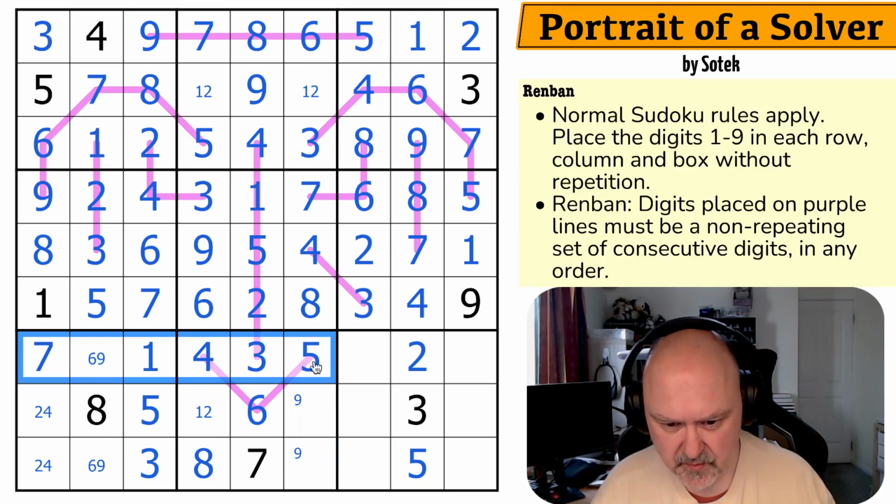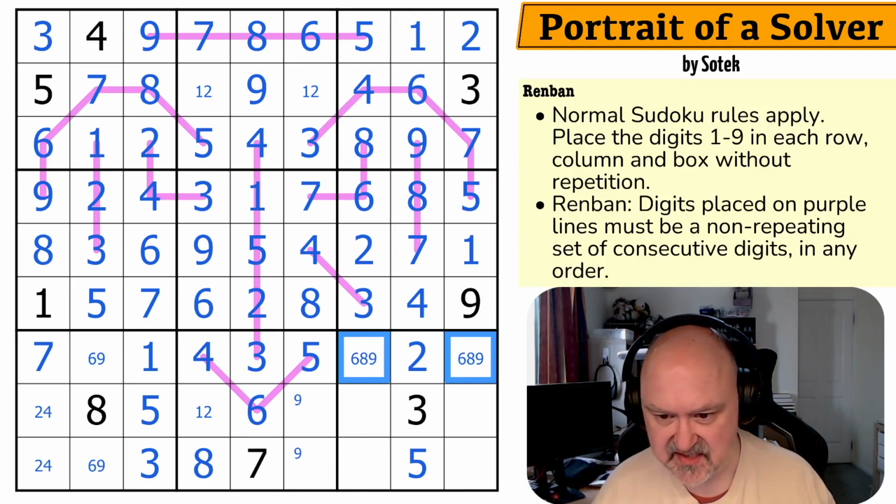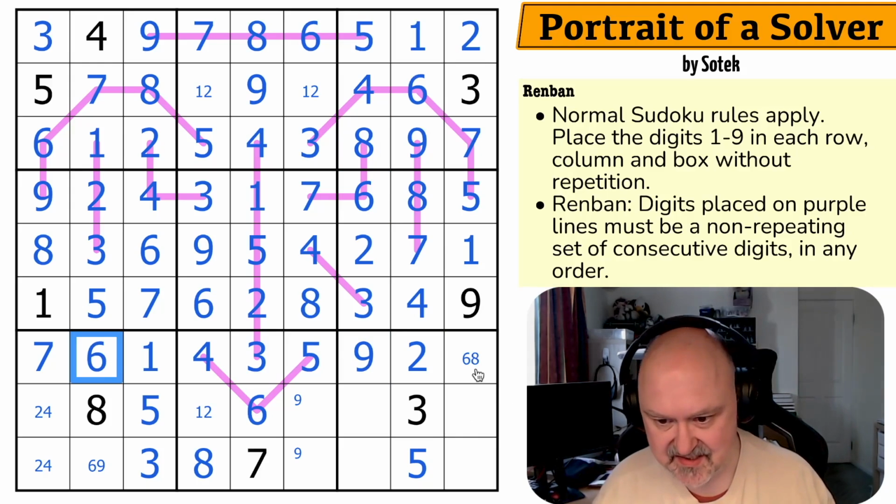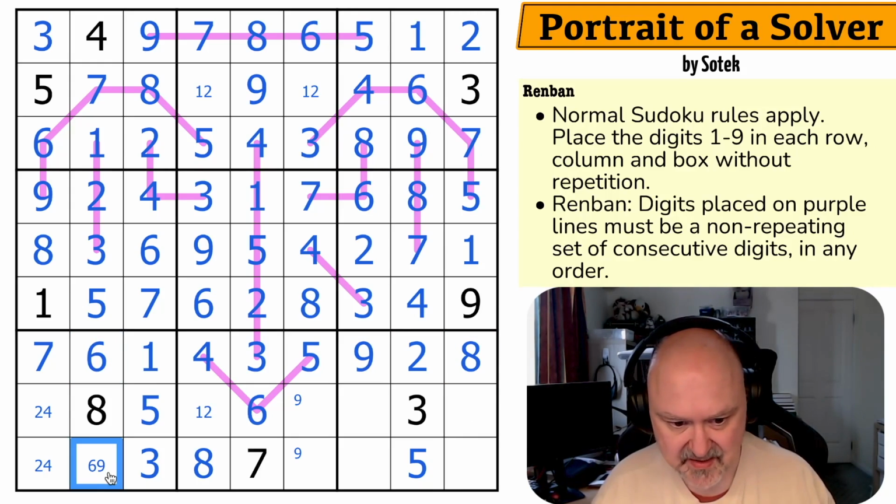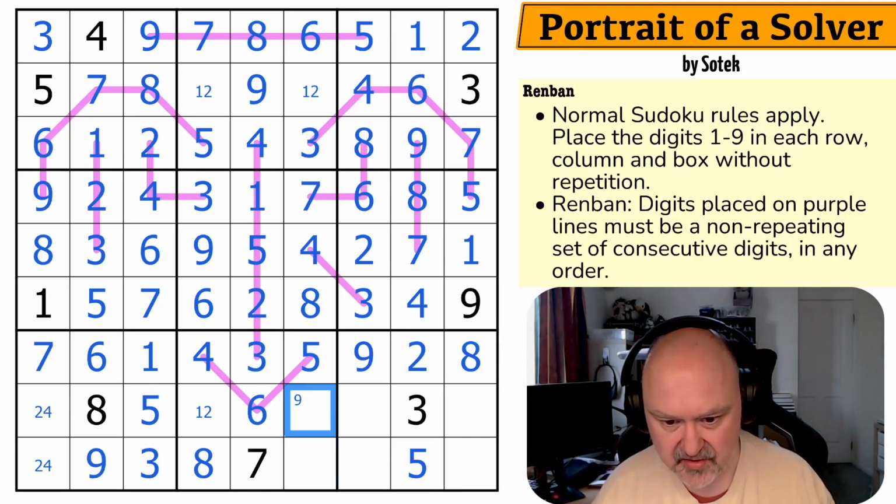Not sure. What about here? I've got 1, 2, 3, 4, 5. So 6, 8, and 9. These are 6, 8, and 9. There is no 9 here. That one is not a 6 or an 8. So that's the 9, which makes that the 6, that the 8. The 6 makes that the 9, which means this is not the 9. This is the 9. This is a 1 or a 2.